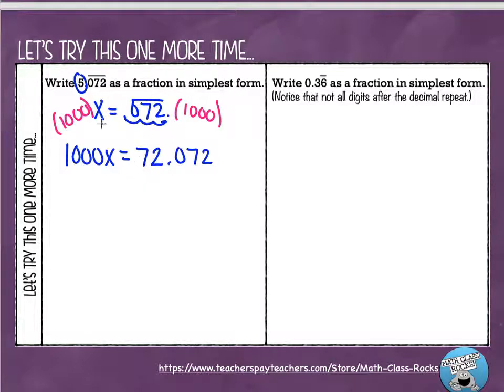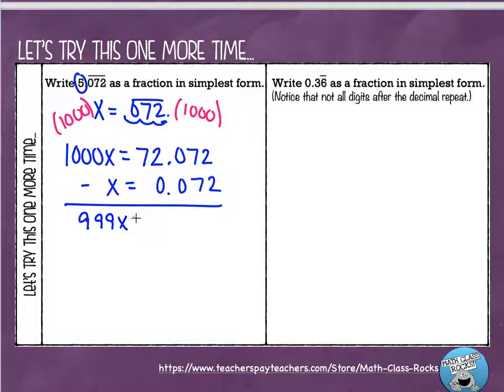All right, the next step is I'm going to subtract out this original equation. So I'm going to write it underneath. I'm going to line up my decimals here. And I'm subtracting this whole thing. That's going to give me 999x equals. This part here, right, is going to cancel out. So I'm just left with 72. And that's exactly what we wanted, right? We want that repeating decimal to go away.